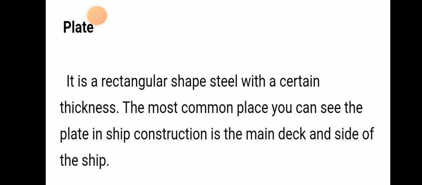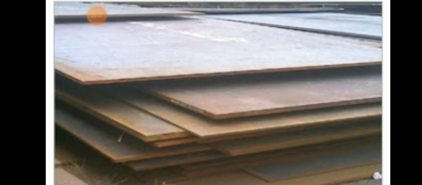So plate means, from the name, a rectangular shape of steel with a certain thickness. It is commonly seen in ship construction in the main deck and side of the ship. This is a picture of a plate. We can see the metal is a rectangular shape with a certain thickness. You can see it in the main deck and side of the ship.